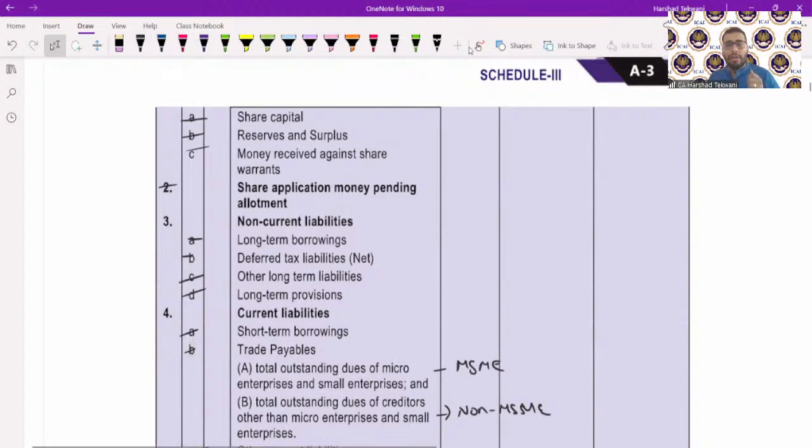If you understand the reason or the necessity for the disclosure in Schedule 3, it will be very easy for you to remember it. Each and every item in this particular schedule has a purpose behind it. Understand that purpose, think of that purpose, and then you will get the understanding. Then it will be easy for you to learn.